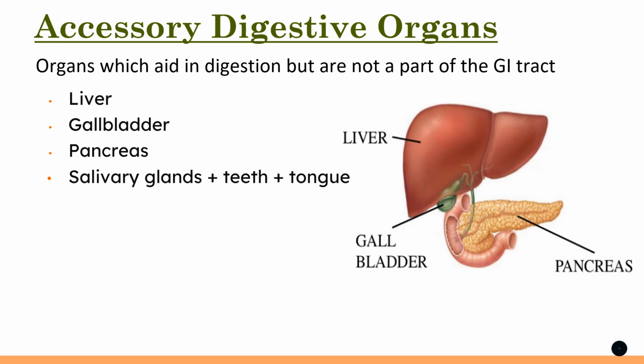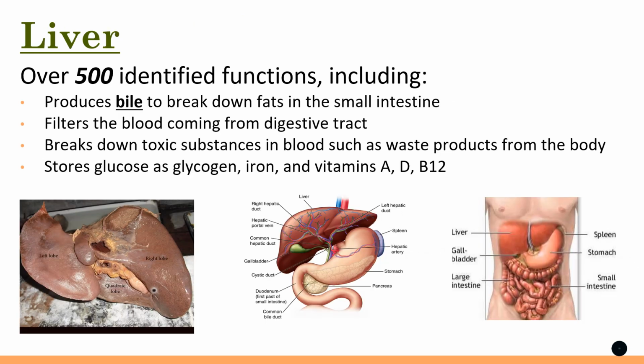And these are going to be organs which aid in digestion but are not part of the GI tract. So this is going to be like the liver, the gallbladder, and the pancreas. The liver has so many functions. It's incredibly important. But for the sake of the digestive system and focusing on just digesting food, it produces bile to break down fats in the small intestine.